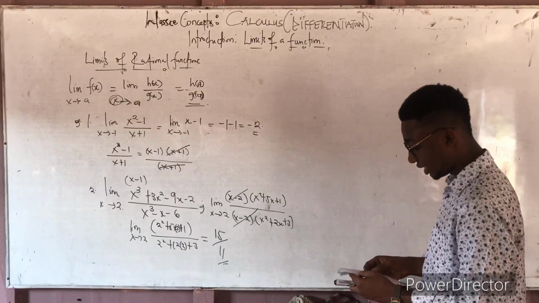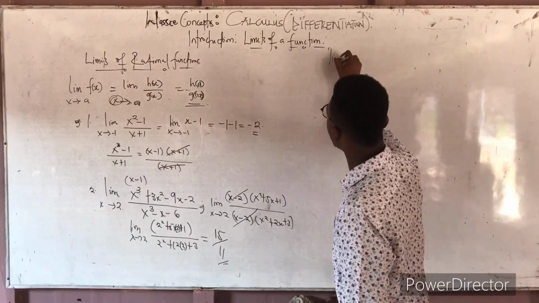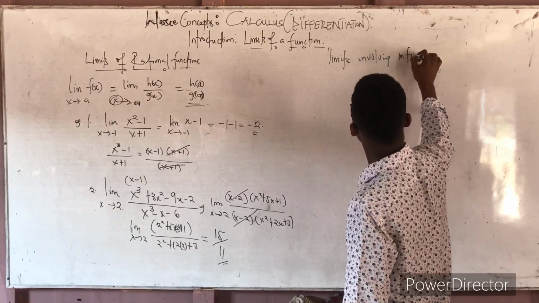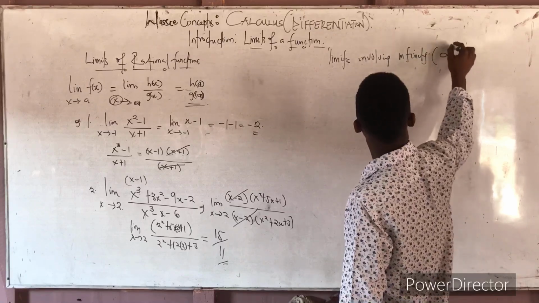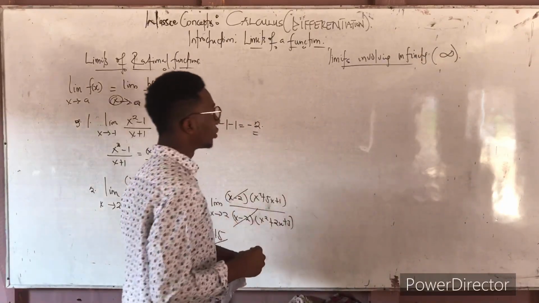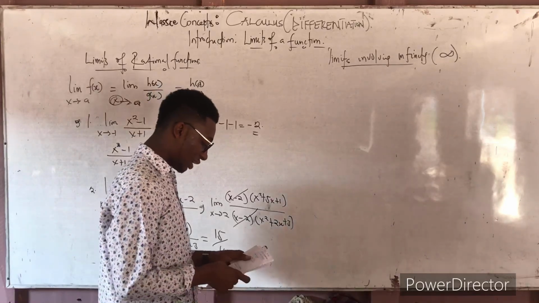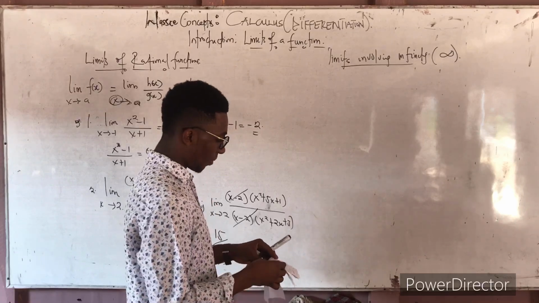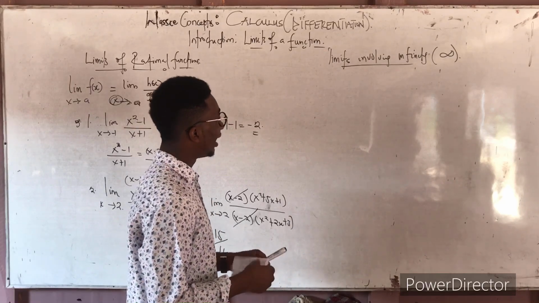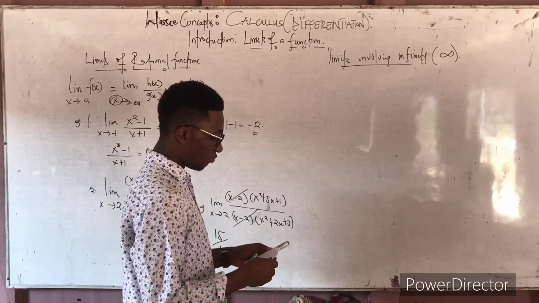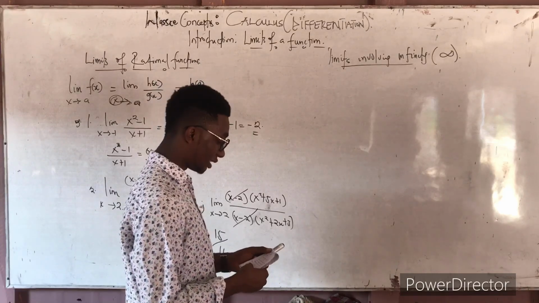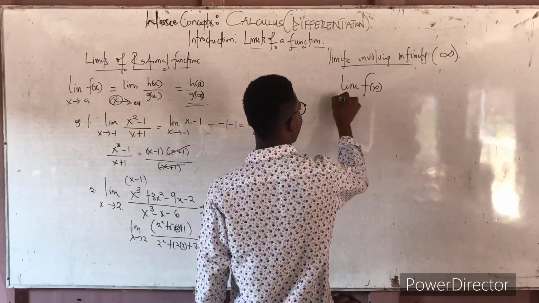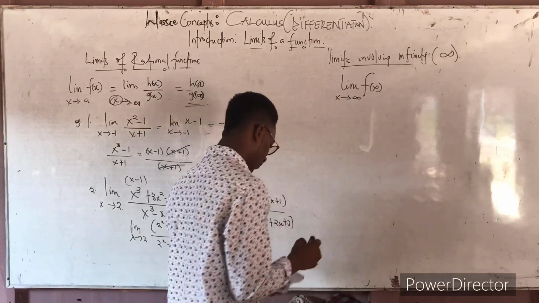Let's move to the other one, which is finding limits involving infinity. That is this symbol. We want to find the limit of functions that involve infinity. The limit of a function as x approaches infinity, or as x becomes very large, is noted by this. So the limit of a function f of x as x approaches infinity.